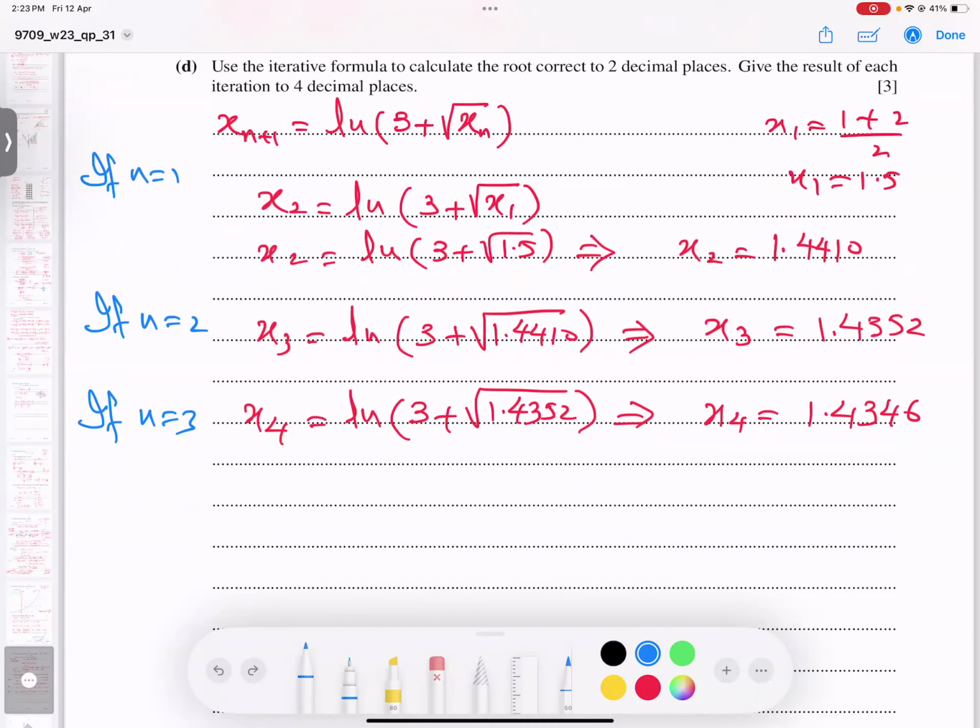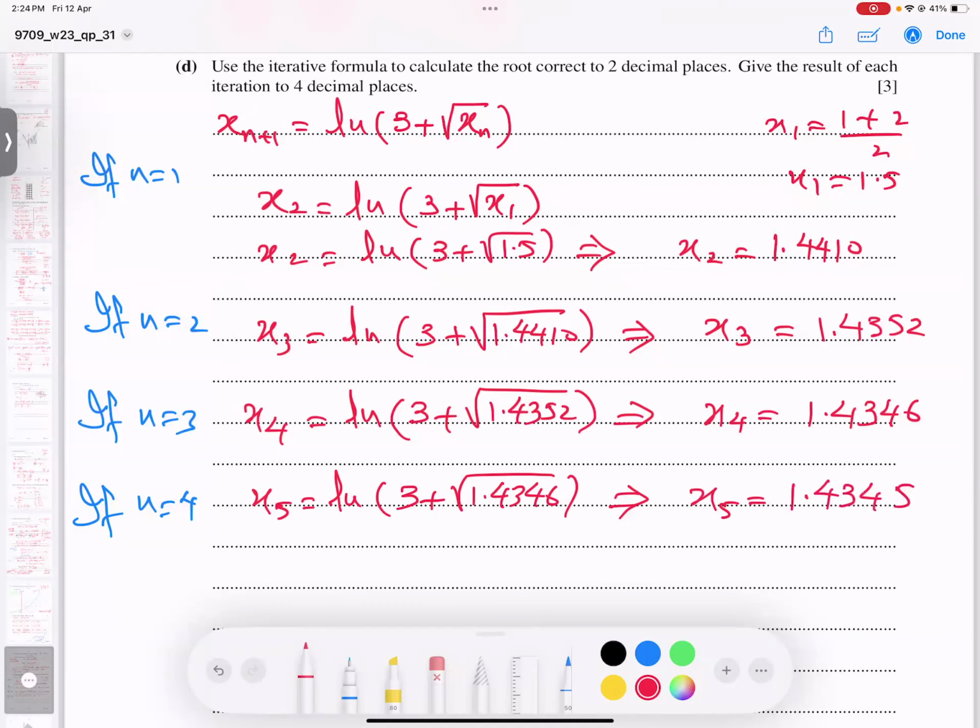1.444352, 4346. Now, if n is equal to 4, I think you're understanding what is going on. So when I plug in 4, 4 plus 1 will give you 5. 3 plus root of 1.4346. Just for safety, to get a more accurate answer, 4345 we get. You see that if you round it to this one, we'll get 1.43.